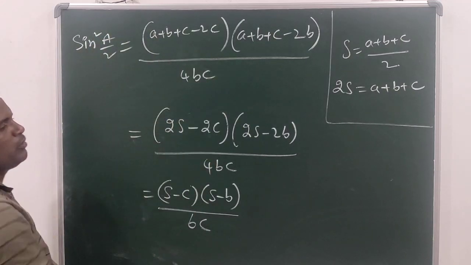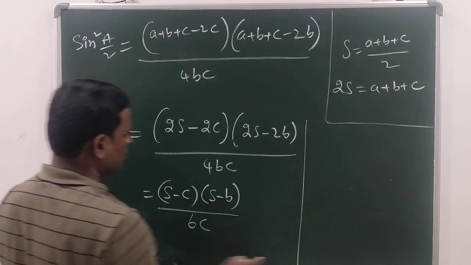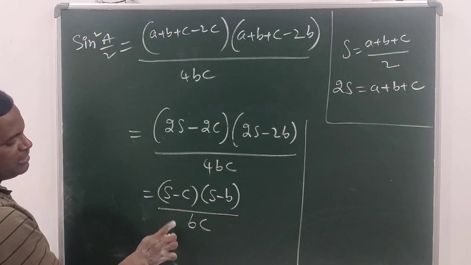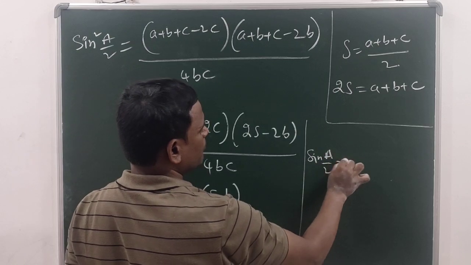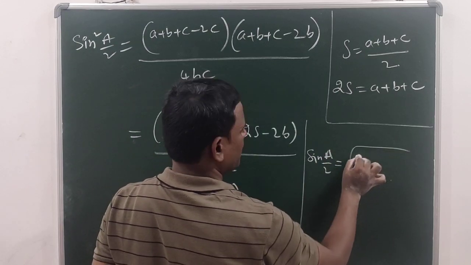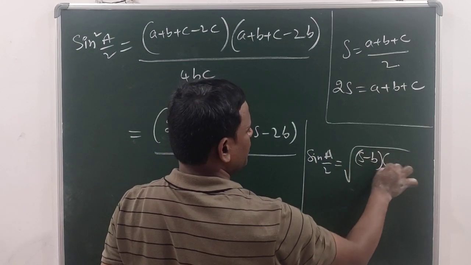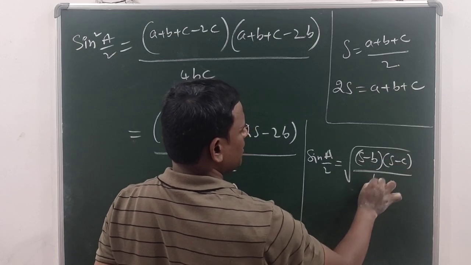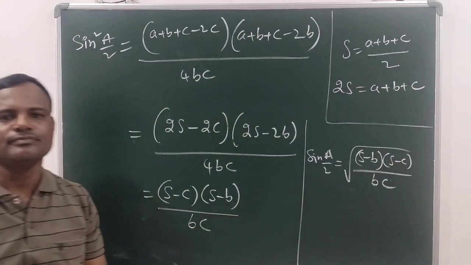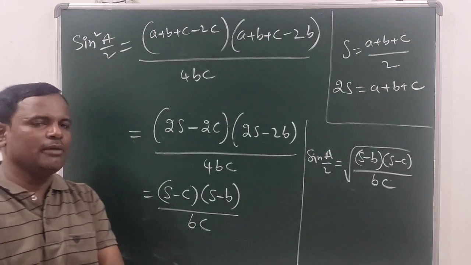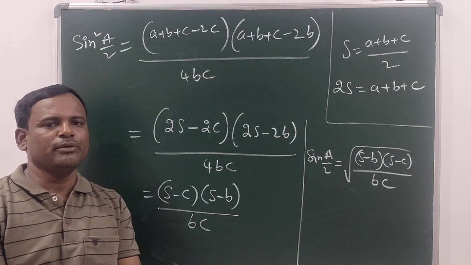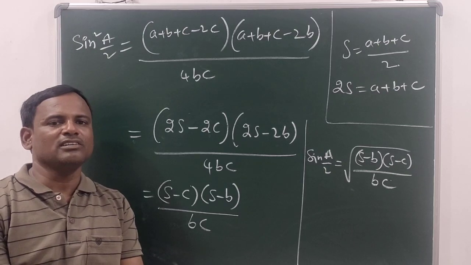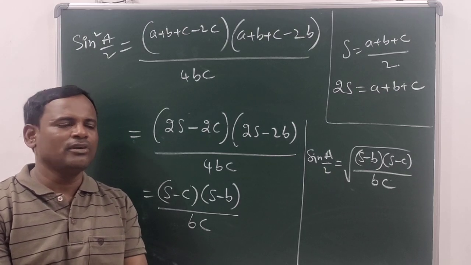Now transfer square to the right side so that you get sin A by 2 is equal to square root of S minus b into S minus c by bc. This is sin A by 2. I hope you have understood this proof, sin A by 2. Now can we able to write sin B by 2, sin C by 2? Now write.